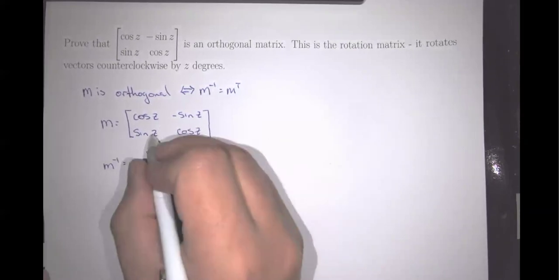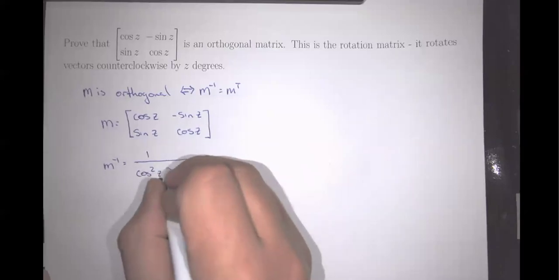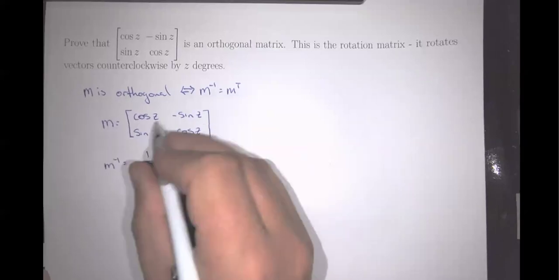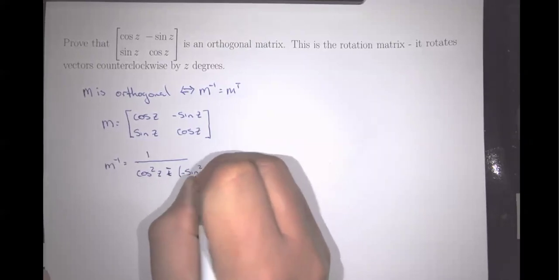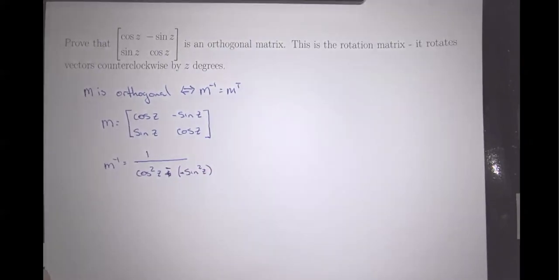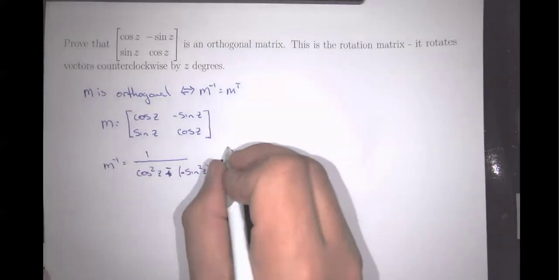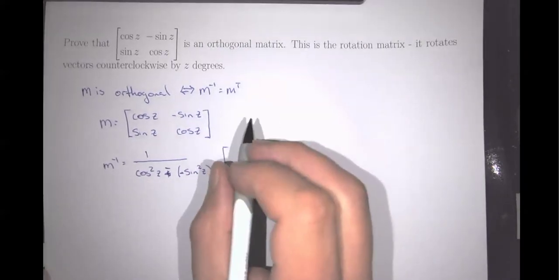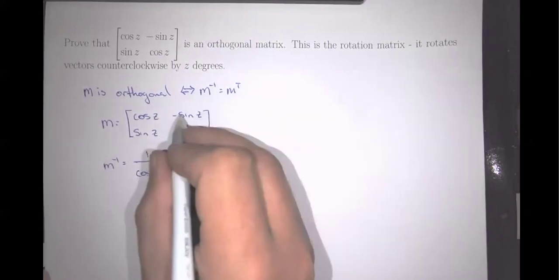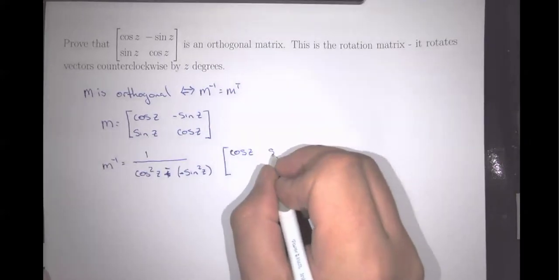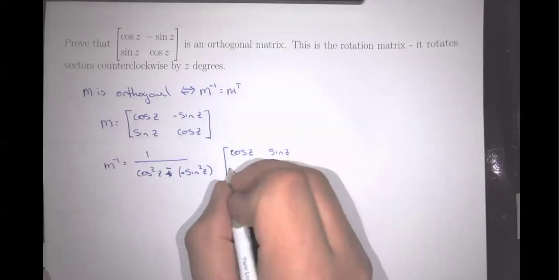That's going to be cosine squared Z minus, I should say, negative sine squared Z. Double negatives here cancel out. And we swap the cosine Z's, and we make the off-diagonal elements the negative of what they started with.